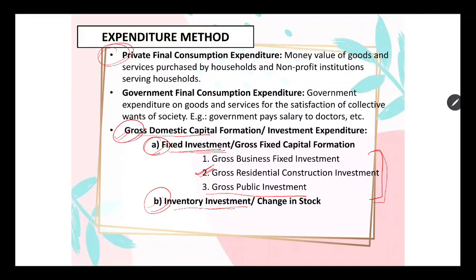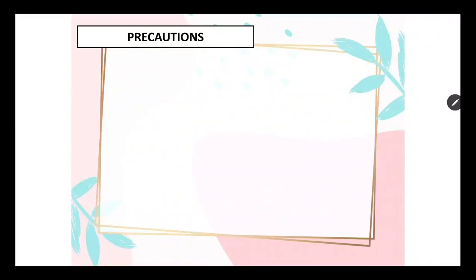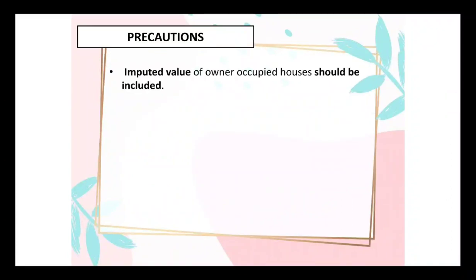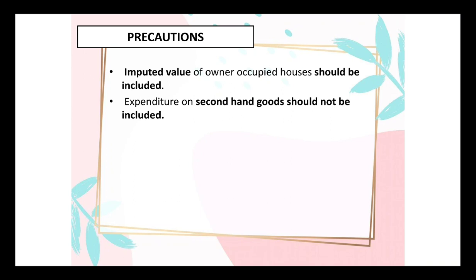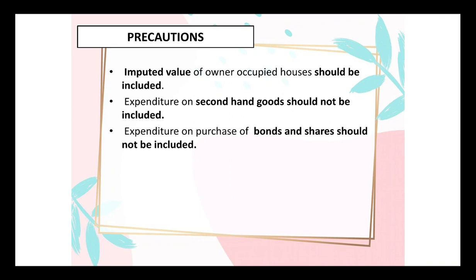The first one says that the imputed value of owner occupied houses should be included. That is the same as what we just talked about in the income method also. Because it's a part of your national income, since these are production activities, we will be including it.